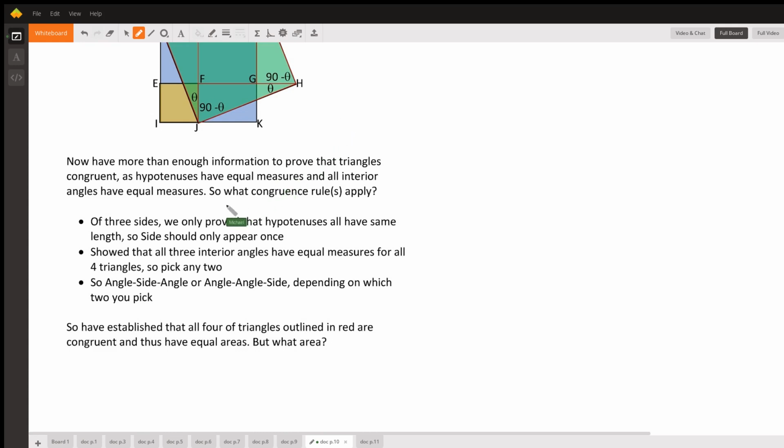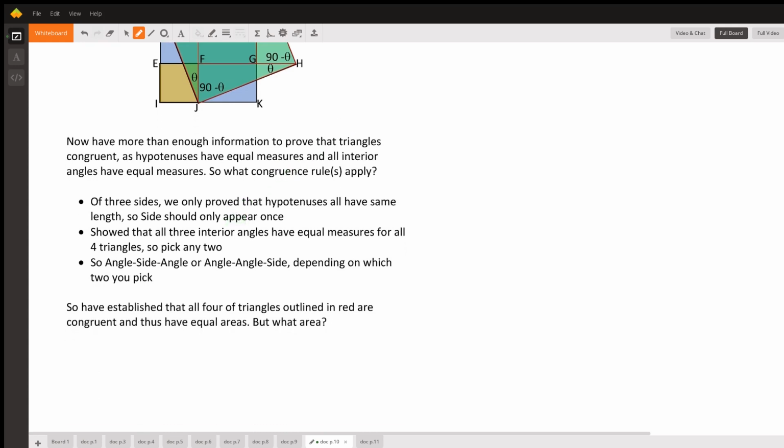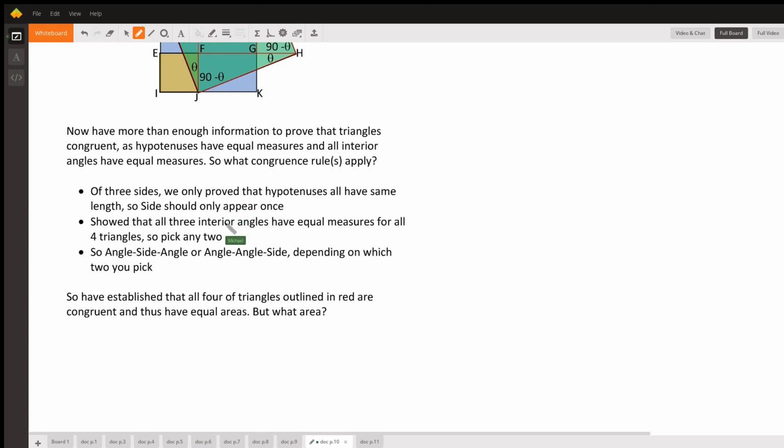What rule could we use? We use two angles and a side. Any two of the angles and the side that we know is length z. So we can use angle-side-angle or angle-angle-side, depending on which two angles we pick. But anyway, we've established that they are all congruent, and so they have equal areas.